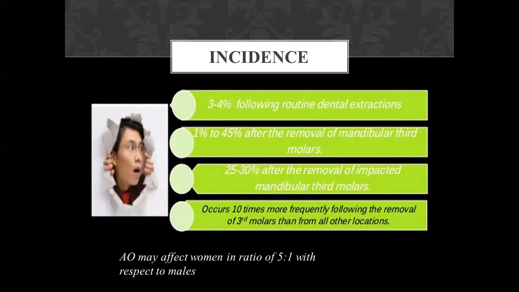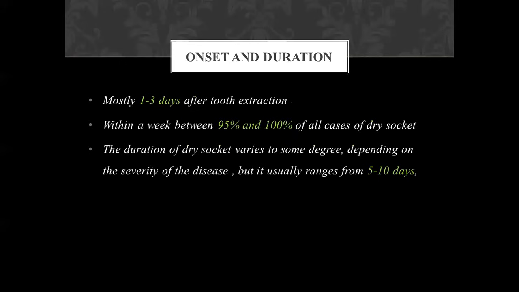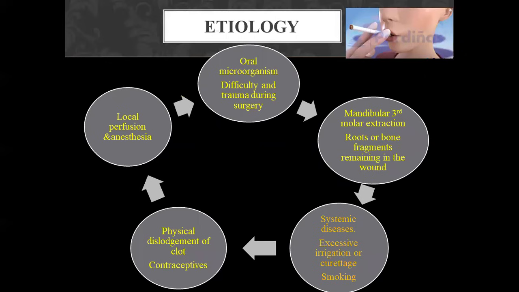Regarding the incidence of dry socket, males will have a lower incidence compared to females because of the presence of hormones like estrogen. And 45% is associated with third molar extraction, especially mandibular third molar extraction. It will last for 5 to 10 days. Onset is 3 days. Thus, remember the etiology.